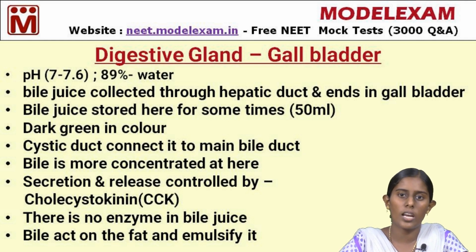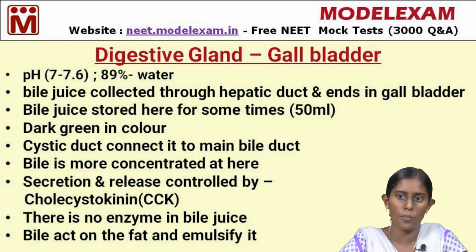The contraction and release of bile juice from the gallbladder is done by a hormone, cholecystokinin. It is secreted in the duodenum itself, and another hormone, secretin, also helps here, but the main control is by cholecystokinin. Cholecystokinin, secreted in the duodenum of the small intestine, initiates the contraction of the gallbladder muscles, so it releases the bile juice.